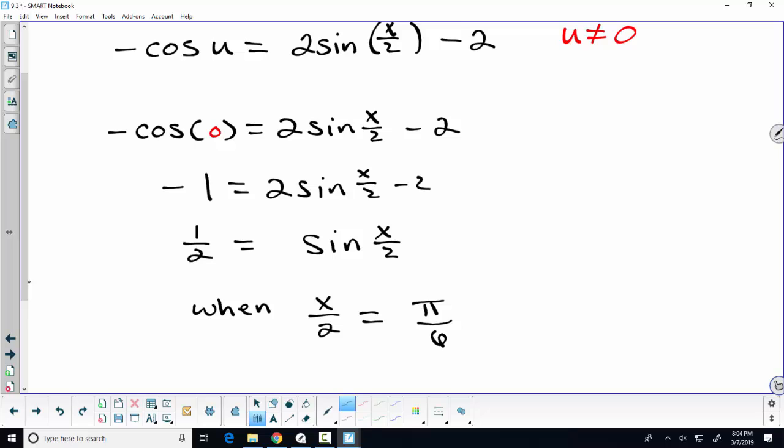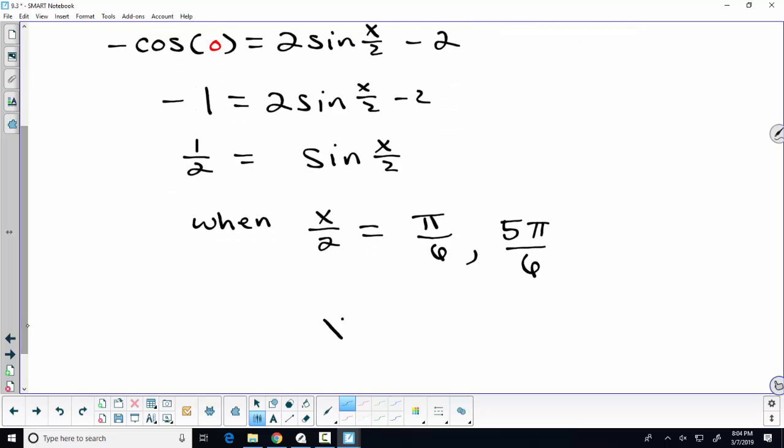But where else is sine of something equal to 1/2? Oh, 5 pi over 6? Yeah, 5 pi over 6. So that occurs when x is pi over 3 and when x is 5 pi over 3. So really we're saying that the implicit solution is valid as long as x is in between those two values. X can't be those two values, because those are when u was 0, and u can't be 0.